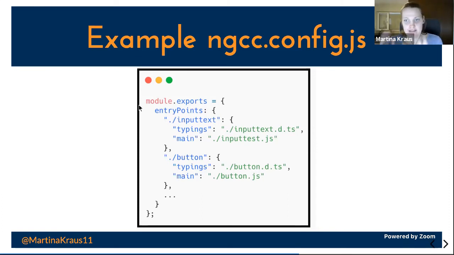And in this config file, you basically just give the entry points on your own. So you tell it, okay, I have the input text, here you find the typings, and here's the main JavaScript file, and as well for buttons, for example. What you can also do is ignore some specific folders of this NPM module, because maybe what you want to use from this library is able to be compiled by ngcc, but it's breaking because of other modules you might not need. So you can even tell in your entry point config file to ignore these files. And then ngcc would just ignore them and only try to convert the ones that are able to be converted.